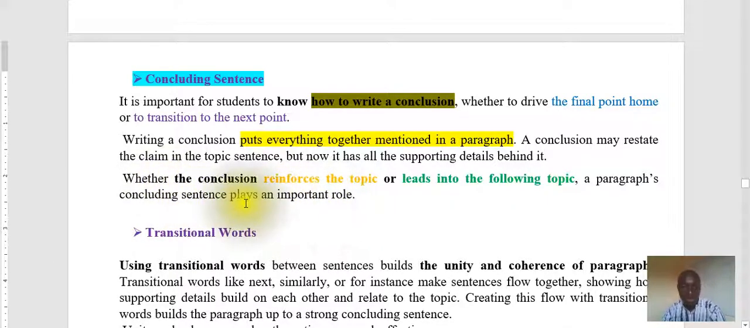Whether the conclusion reinforces the topic or leads into the following topic, a paragraph's concluding sentence plays an important role. Okay? So we go ahead.